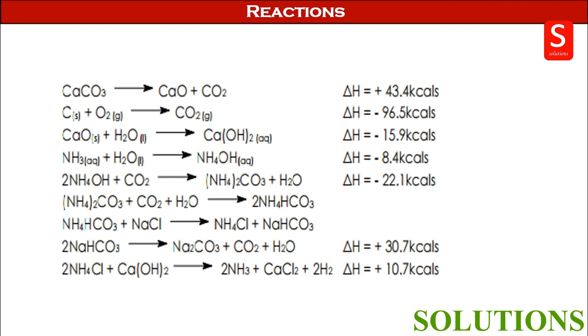The next reaction is the recovery of ammonia from ammonium chloride. 2 moles of ammonium chloride are reacted with calcium hydroxide to form ammonia, calcium chloride, and water. The energy change is plus 10.7 kilocalories. The positive sign indicates an endothermic reaction and the negative sign indicates an exothermic reaction.